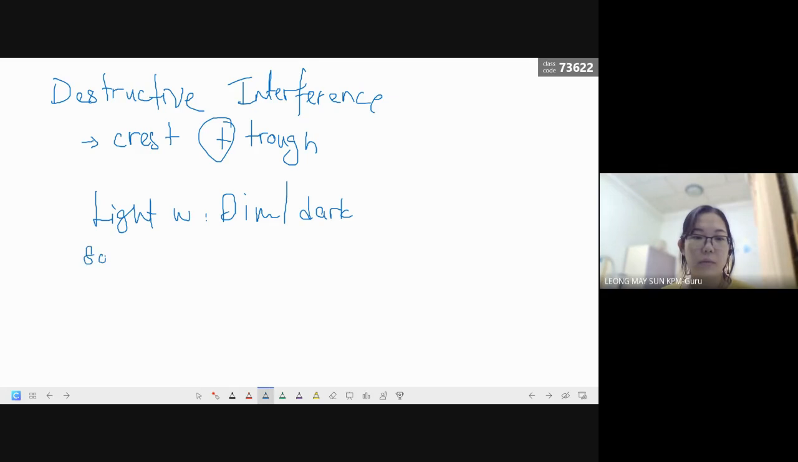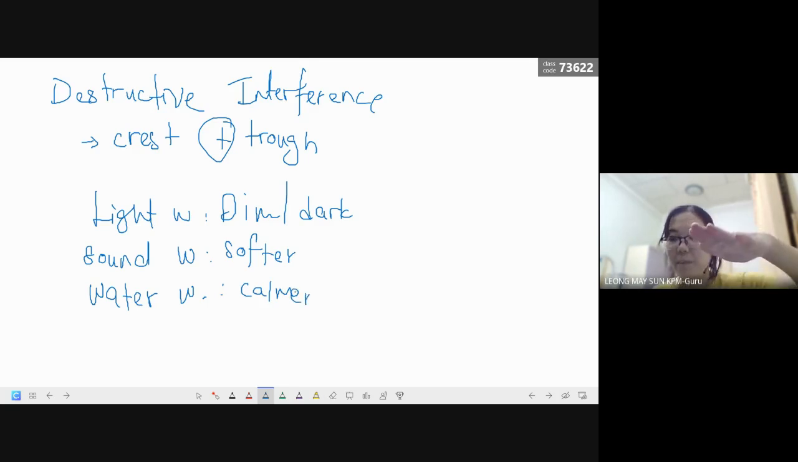If it's for sound, it will actually become softer. If we are talking about a water wave, it becomes calm. The wave is calmer, which means there's no amplitude at all. So that's destructive interference.